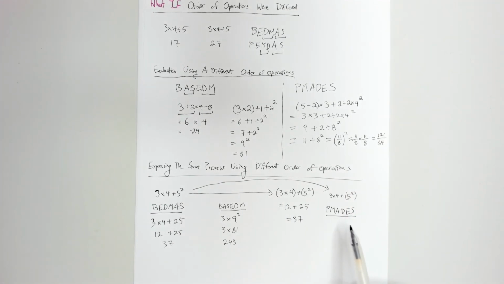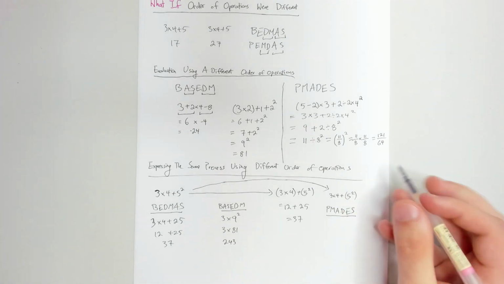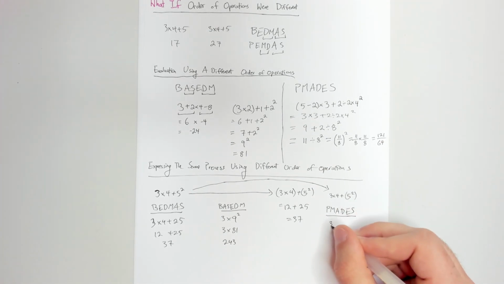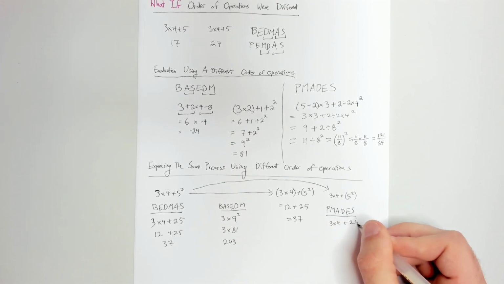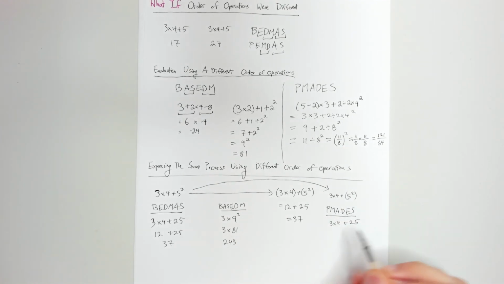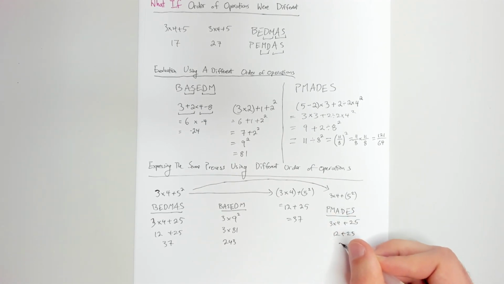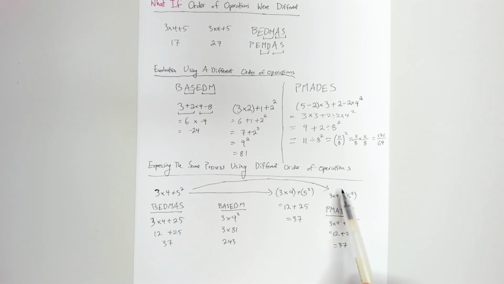So it's a different order of operations, but it's going to evaluate to the same thing again. Just following this order, parentheses first, we get 25. Then multiplication next, so 3 times 4 is 12. And then addition, lastly, we can do that and get 37. So we get the same thing, but we just had to write the expression a little bit differently because we're using a different order of operations.